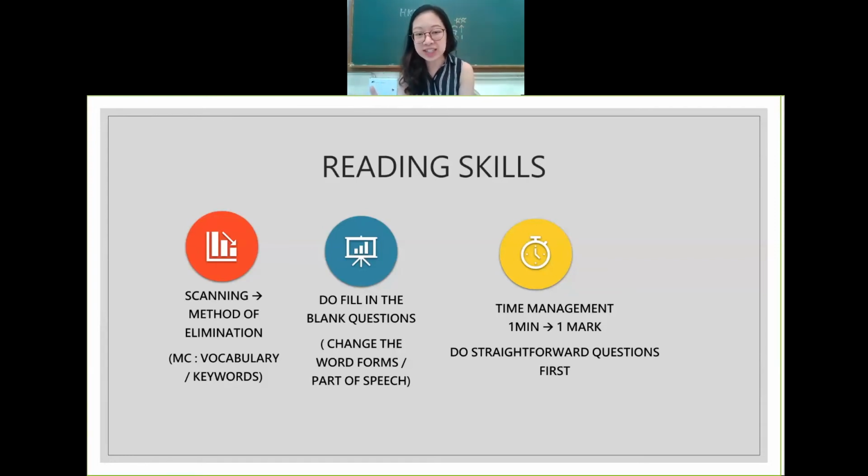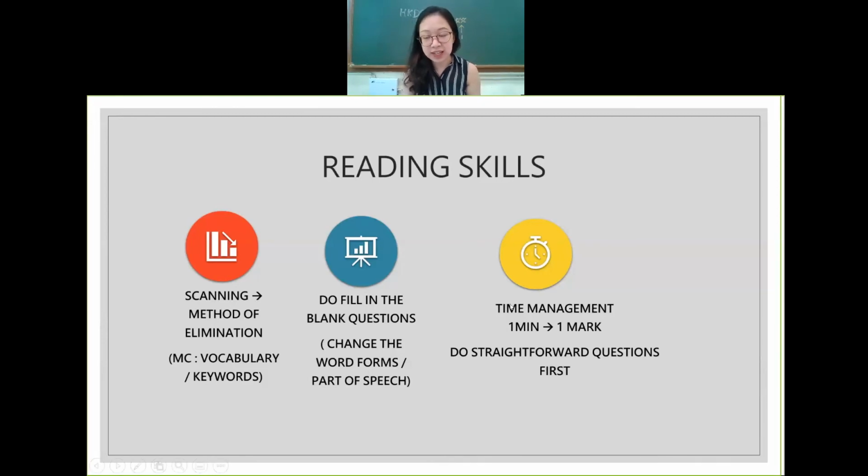And the second reading skill that I want to talk about is how to do the fill in the blanks questions. If you take a look at a reading paper, for example, question 8 there, it is the fill in the blanks question, and usually it will have around 4 to 7 marks. So it's quite a challenging task. If you don't know the skills well, then you may lose a lot of marks in this area.